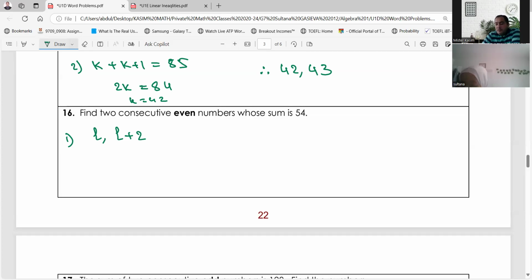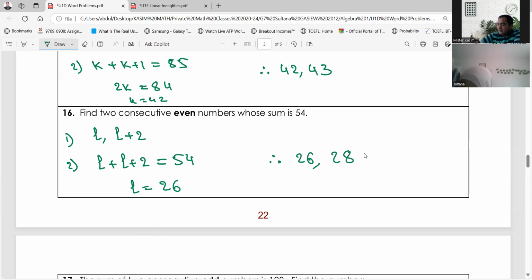Yeah, two consecutive even numbers, right? And set up your equation. Here we have the sum, L plus L plus 2, and the sum is equal to 54. And you know how to solve this equation, Sultana. 54 minus 2 is 52, divided by 2, it is 26. Now I'm going to write the answers. L is 26. The next number is L plus 2, that is 28. Can I copy it like that? Yeah, right? And after that, you'll try the next question now.